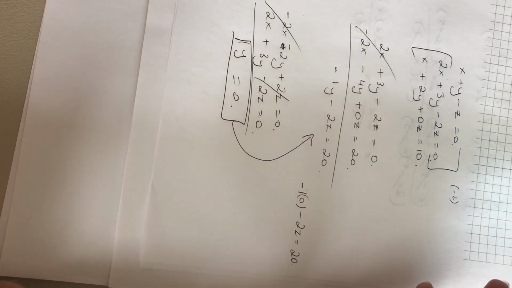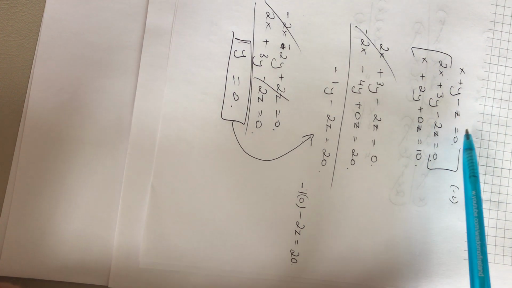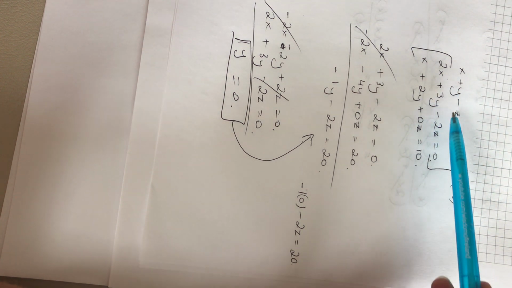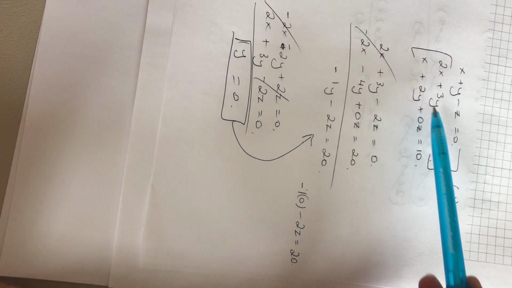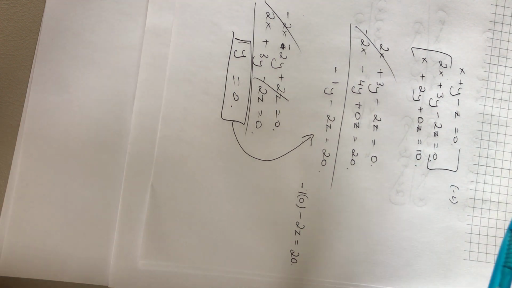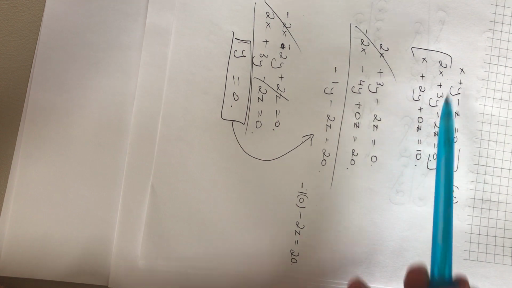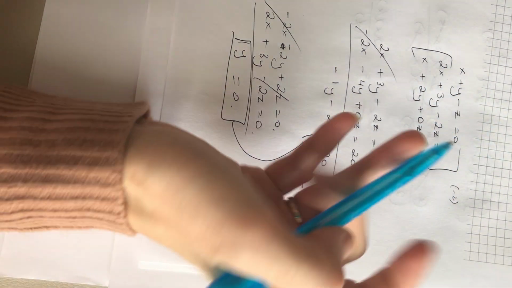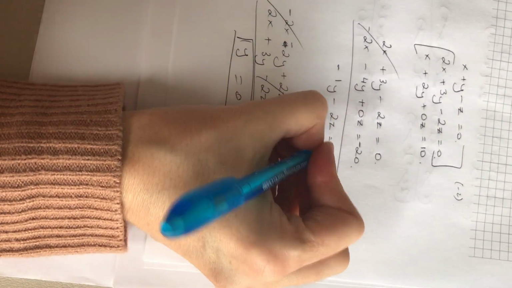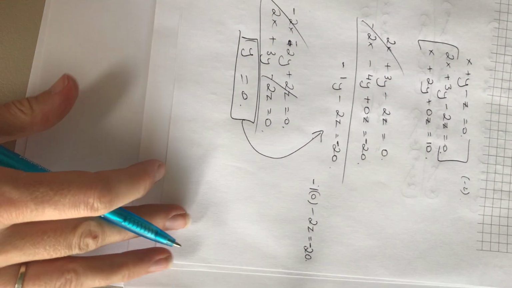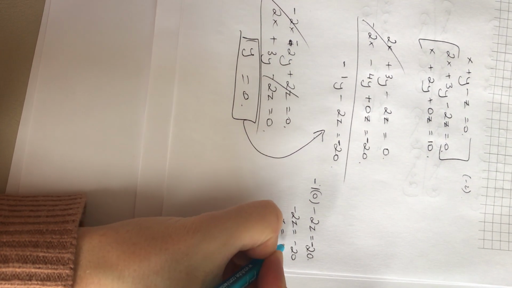x plus y minus z equals 0, 2x plus 3y minus 2z equals 0, and x plus y plus 0z equals 10. Multiply this by a minus 2. Sorry. Okay. So that means that minus 2z is equal to minus 20. z is equal to 10.